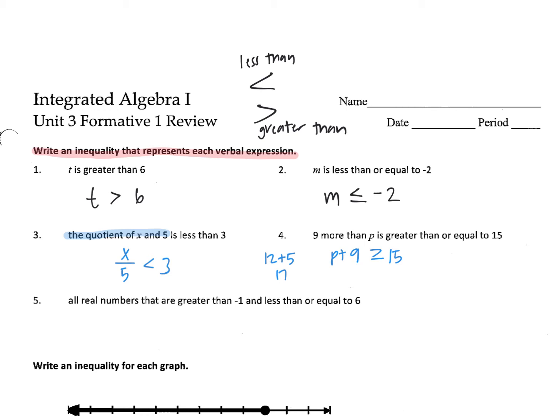Number 5 says all real numbers that are greater than negative 1 and less than or equal to 6. I do not want to list all those numbers. I want to write it as a compound inequality. So negative 1 is my smallest number. 6 is my largest number. I want to know all the numbers that are in between.